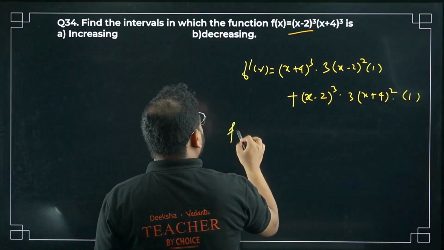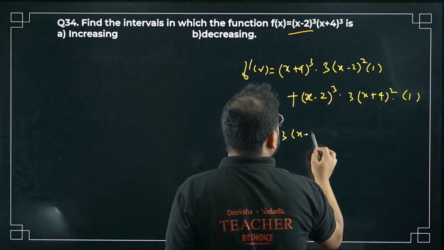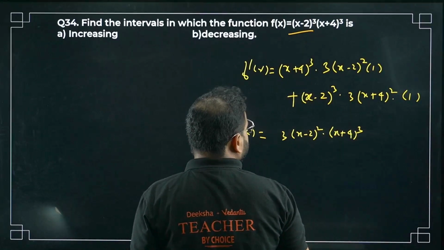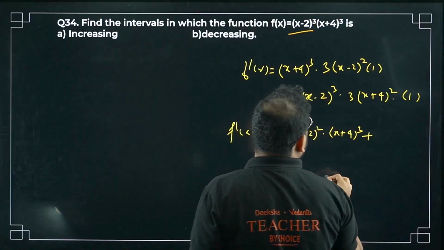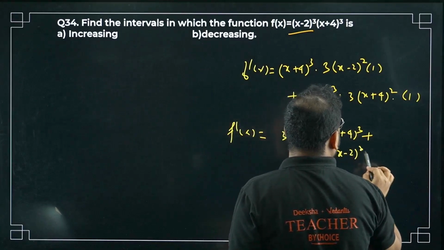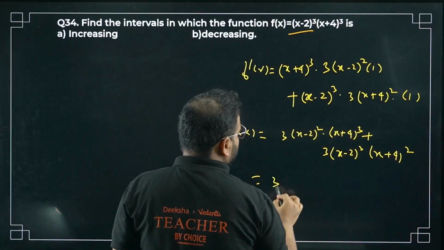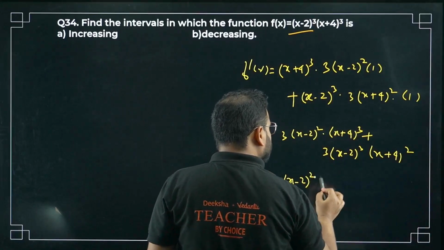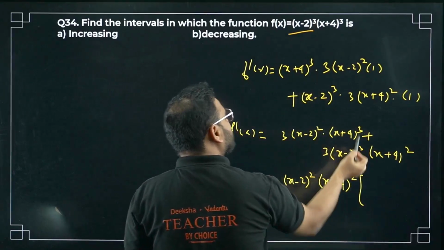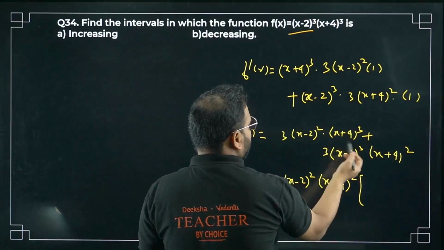Let's check now. So f dash of x is coming as 3 times of x minus 2 the whole square and x plus 4 the whole cube, and we have a plus sign, of course, and there's another 3, so right here 3, x minus 2 the whole cube and x plus 4 the whole square. I can take 3 times of x minus 2 the whole square and x plus 4 the whole square common. How come, sir? Check here: 2, 3, 3, 2 means the square terms we can take common, and 3 and 3 is also common. What I get over here is simply x plus 4.